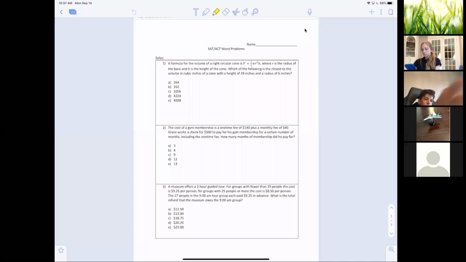Here we go. Where's the pi? The pi button on the calculator. You have to hit the second button. And then the pi button is right above, or it's right on the cursor. See right there?